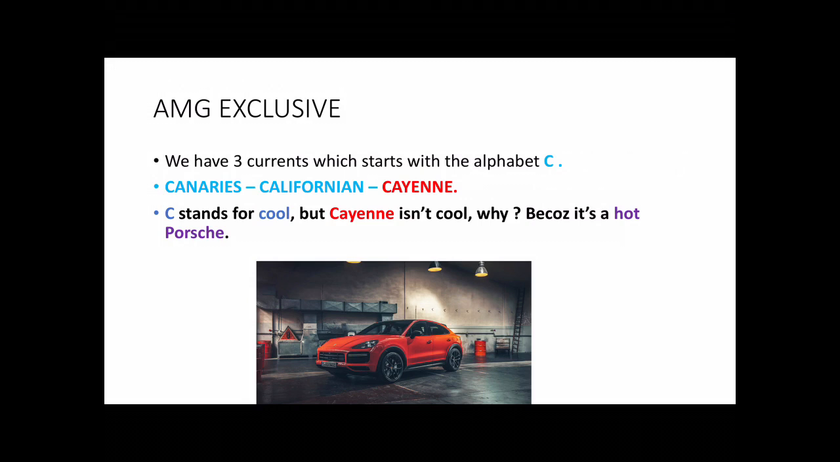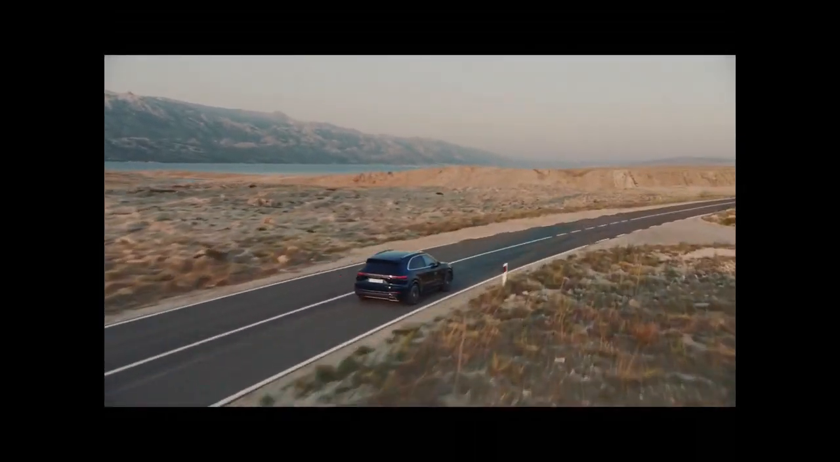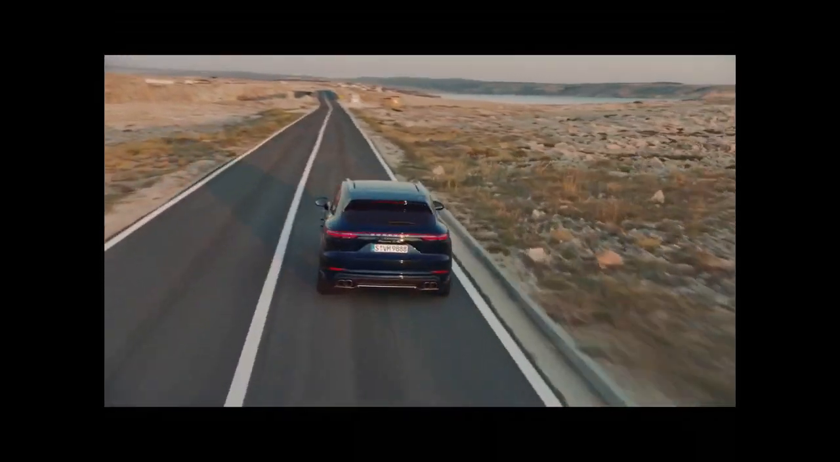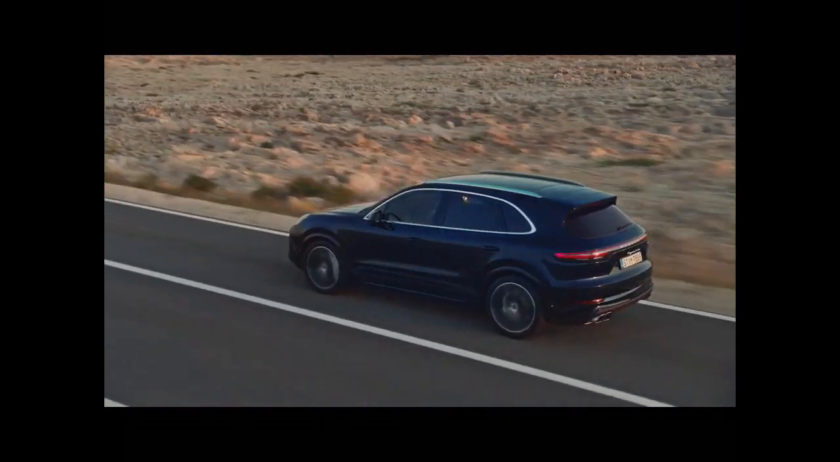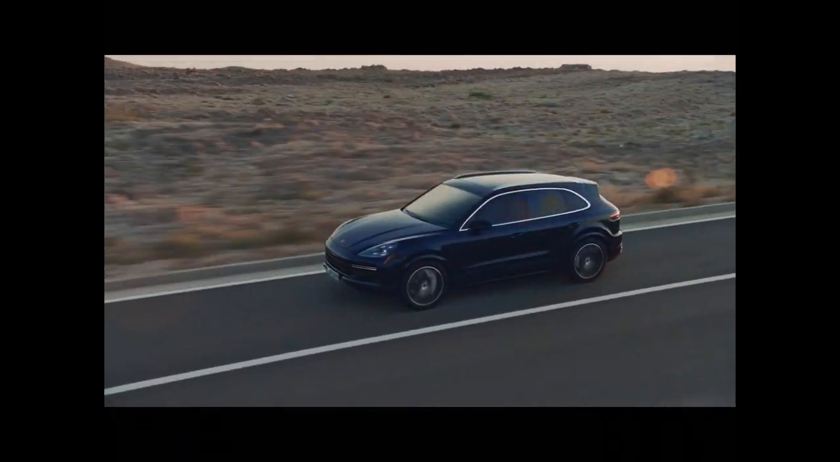That is, we have three currents. Okay, Canaries, Californian, and Cayenne. So all these currents start with the alphabet C, right? So C stands for cool, cold. Okay, but Cayenne isn't cool. Why? Because it's a hot portion. The new Cayenne.